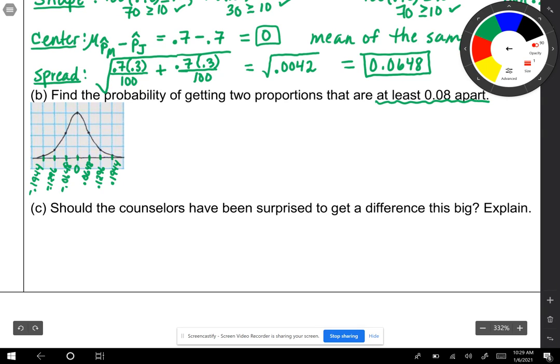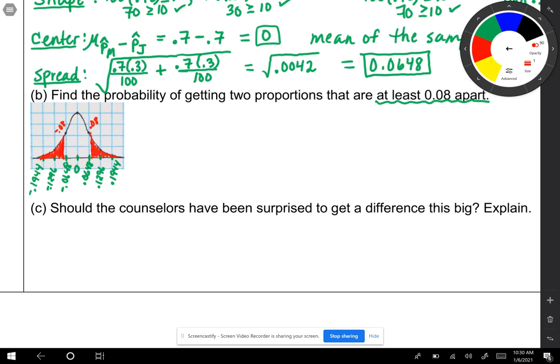Right. And we want to know what the probability of getting two proportions that are at least 0.08 apart. So if this is 0.06, and that's 0.12, then 0.08, we're just going to say it's right here. So that is what we're interested in, because that's at least 0.08 apart. But then you have to look at the other side too. So here, even though it's negative, that's still 0.08.